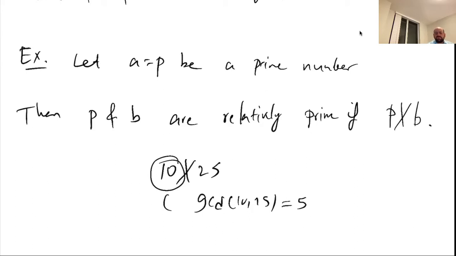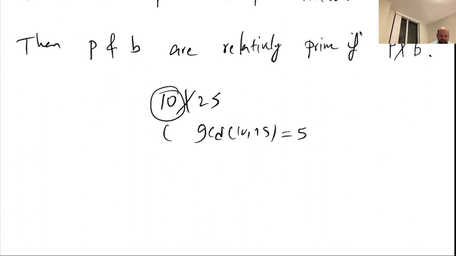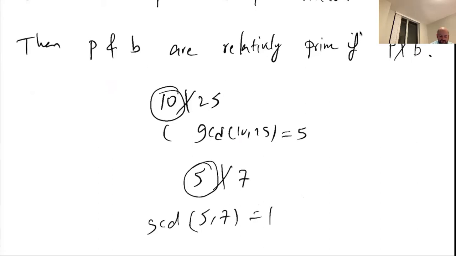But if P is prime, once you know that P does not divide B, then you can be sure that P and B are relatively prime. So for example, 5 does not divide 7, and the GCD of 5 and 7 is 1. So once you know that P does not divide B, you can conclude that P and B are relatively prime.